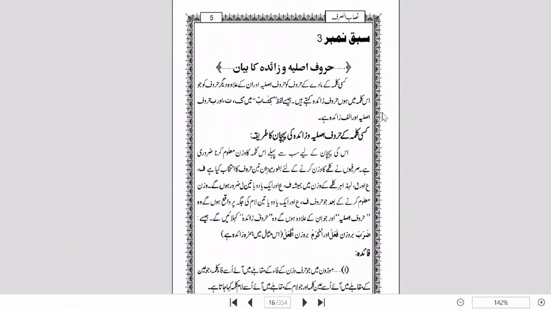Bismillahir Rahmanir Rahim. Lesson number 3 is about Huroof Asliyah and Huroof Zaidah. What is Huroof Asliyah and Huroof Zaidah? Huroof means letters. So harf is one letter and more than one harf is huroof.